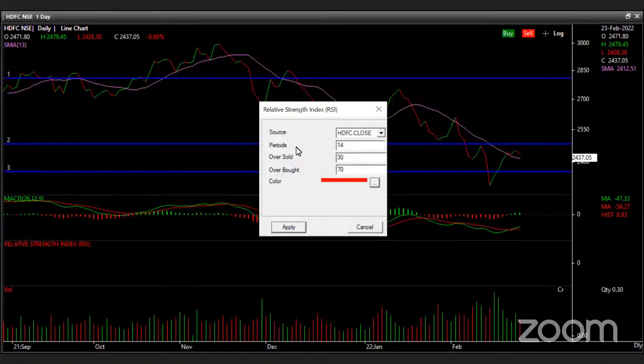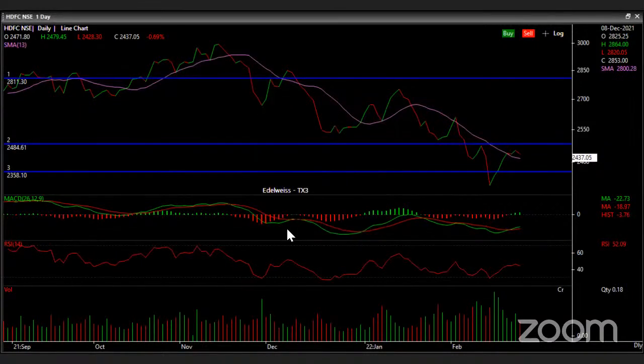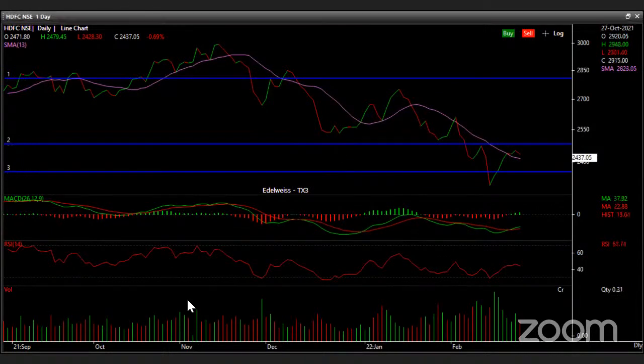Here we are going to consider the number of days. By default, it is 14. Correct. The overbought zone is 70 and the oversold zone is 30. Once I click apply, a single line appears. Now see very carefully the value of the RSI, extreme right, a bit lower. The value of the RSI is 67.74. It means it is very close to 70. So at these particular price points, we are not going to buy.